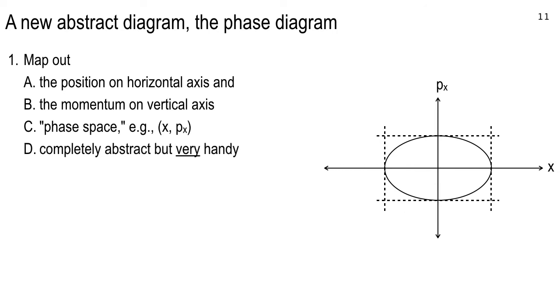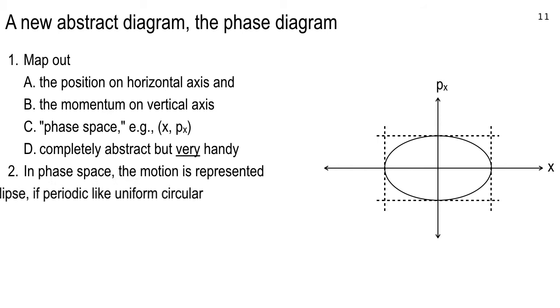Now, one nice thing is that it's completely abstract, but in phase space, the motion can be representative. For instance, if you have uniform circular motion, so in XY graph paper, a perfect circle, that's nice.